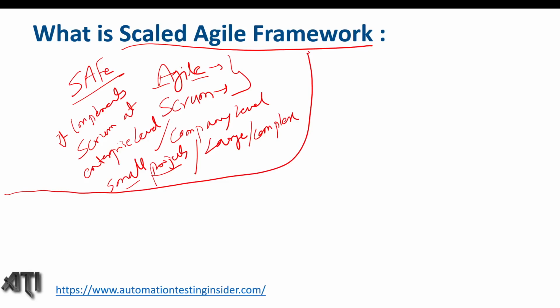Now if we talk about Scaled Agile Framework, there are three segments we have: portfolio, program, and team. So we can divide Scaled Agile Framework into three segments: the portfolio level, program level, and team level.